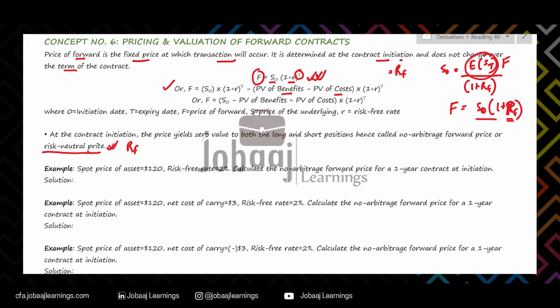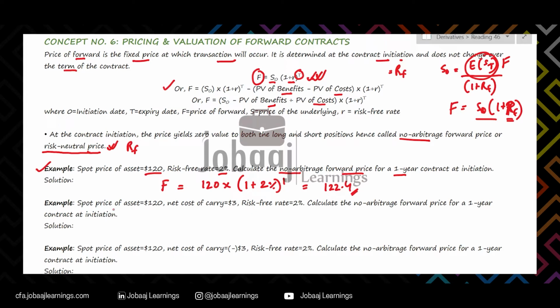Coming to this example, spot price is given at 120, risk-free rate is 2%, calculate the no arbitrage forward price. All prices are no arbitrage prices only, okay? For a 1-year contract at initiation. So simply you are required to compute the forward price. In this question there is no benefit or cost involved. So simply 120 and compound it for a period of 1 year, and what you get is 122.4.